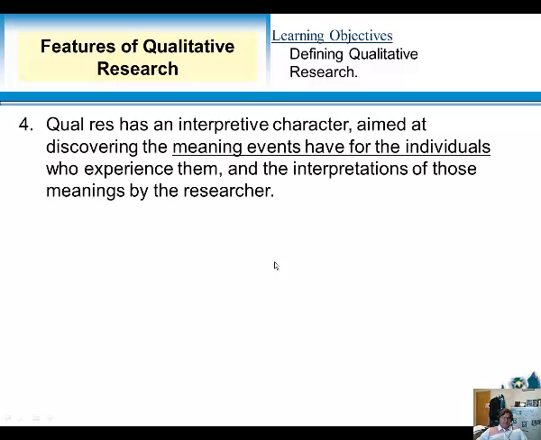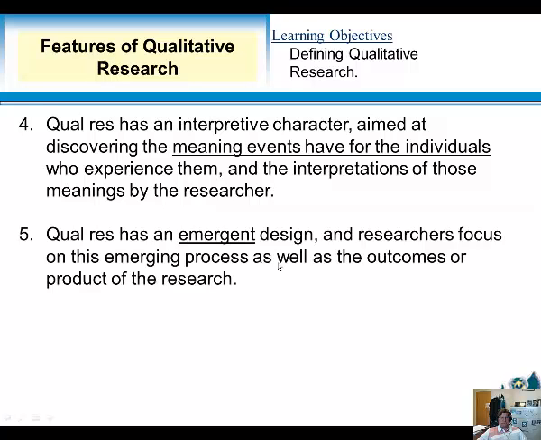Fourthly, qualitative research has an interpretive character aimed at discovering the meaning events have for individuals who are experiencing them, and the interpretations of these meanings by the researcher. And you could see that in several of the examples that I gave you at the start of this lecture and some of the readings that you're going to read to supplement this content.